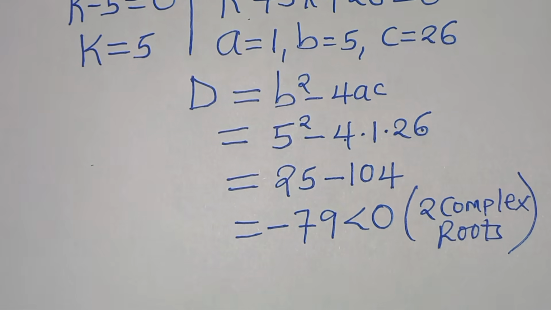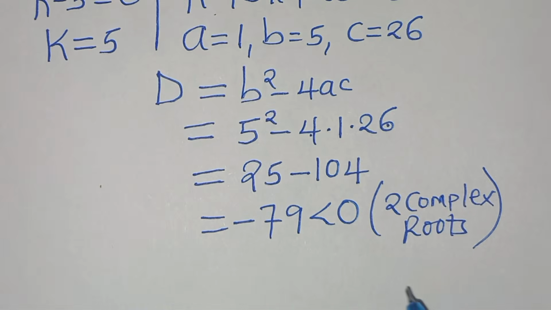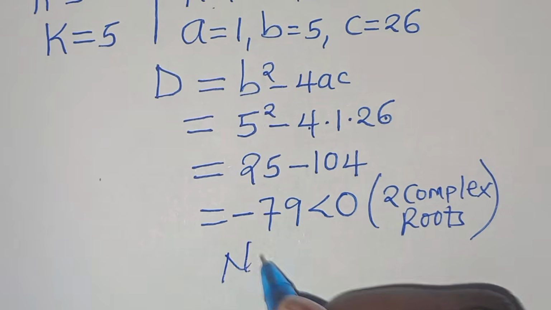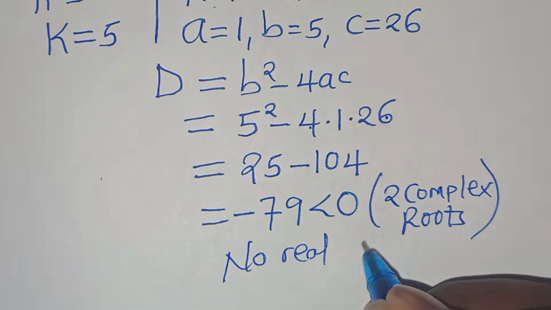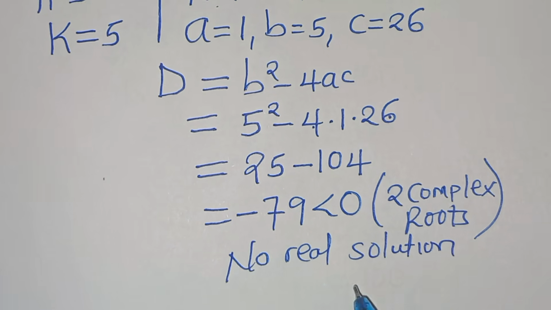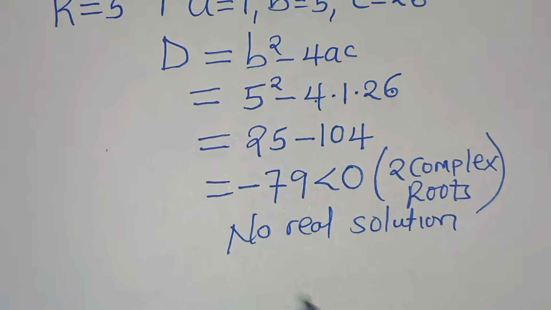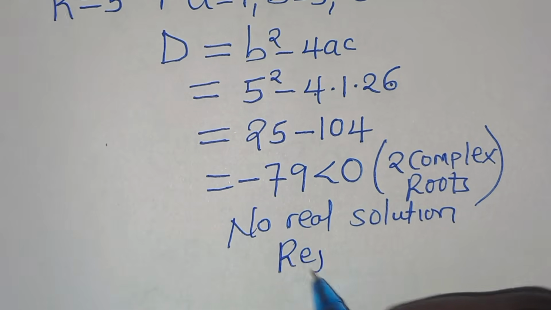And given that x is a member of real numbers, this means that there is no real solution that can be obtained from this quadratic equation. So let's reject this quadratic equation here. So the quadratic equation is rejected.